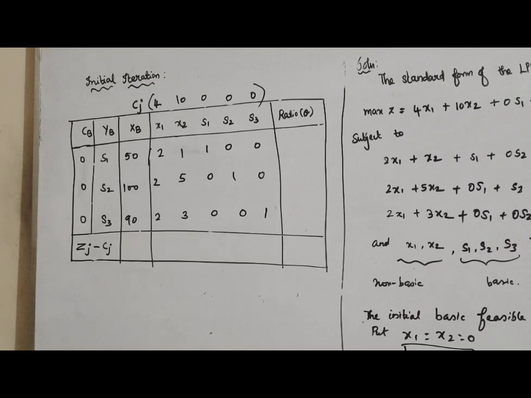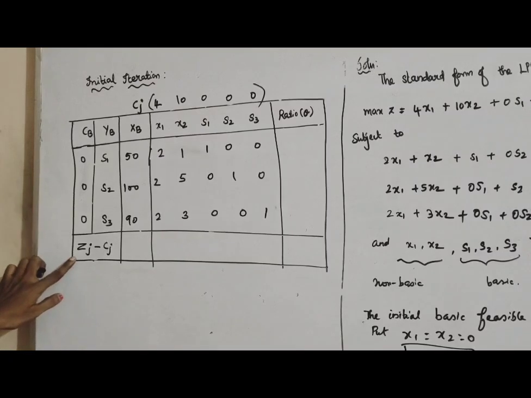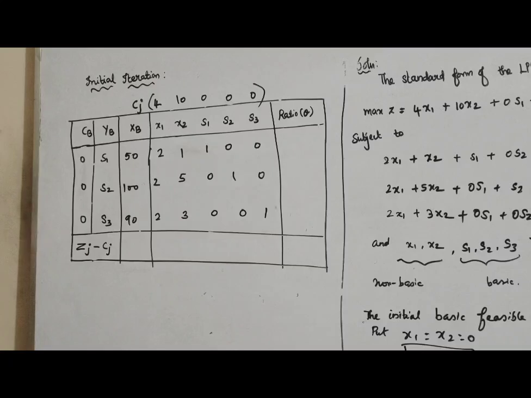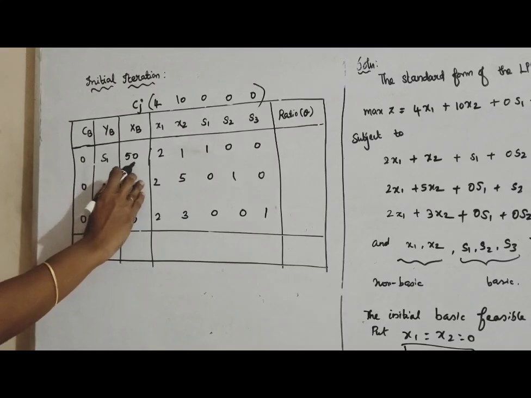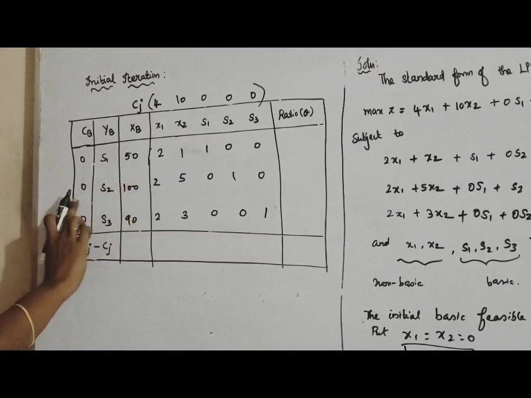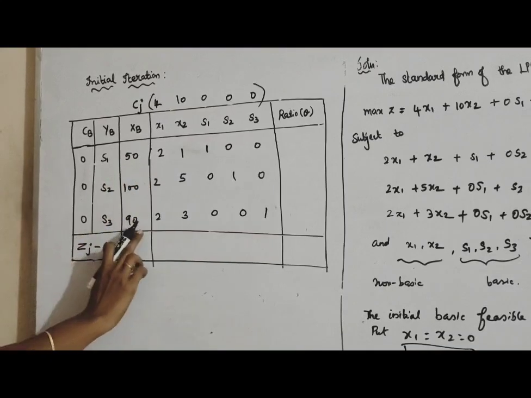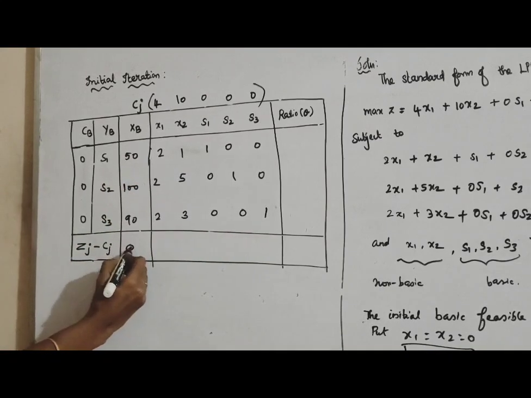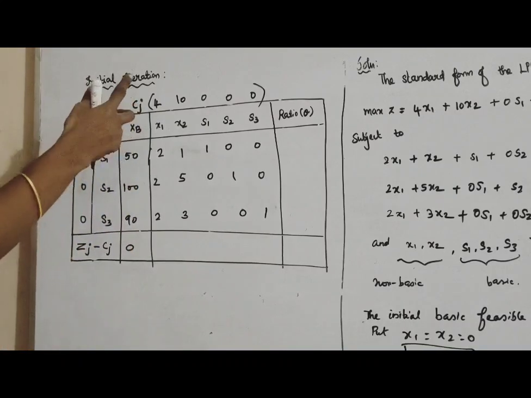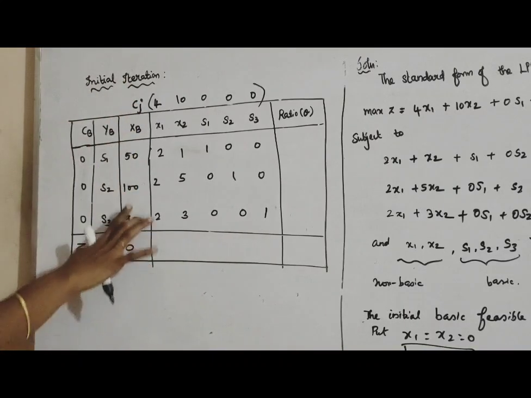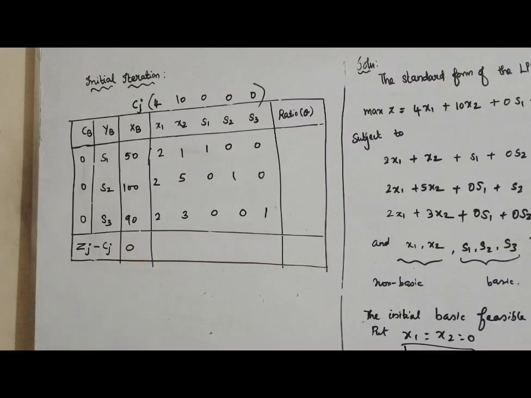Now we have to find the Zj minus Cj value. How are we going to find it? We have to multiply this cost with the xb value: 0 into 50 plus 0 into 100 plus 0 into 90. The value is 0. Here, minus Cj, there are no Cj values here. Therefore, simply you have to find the Zj values.